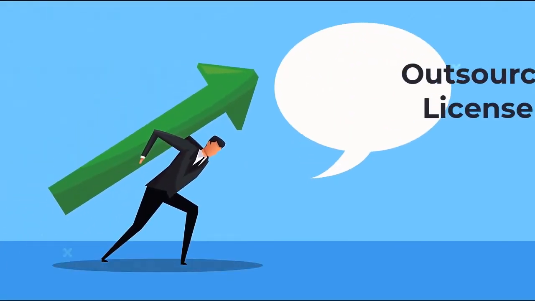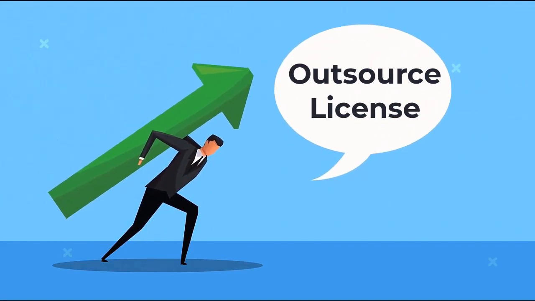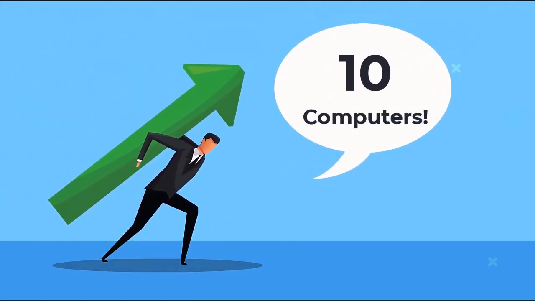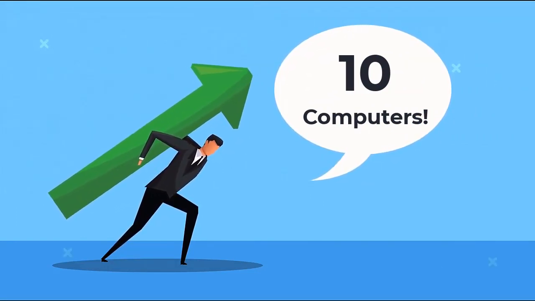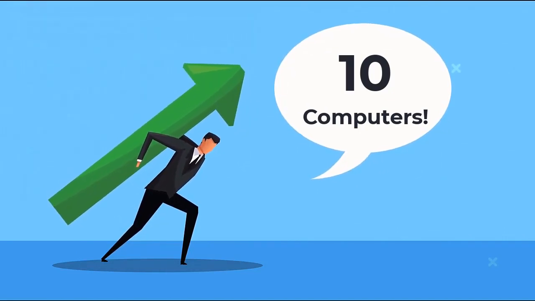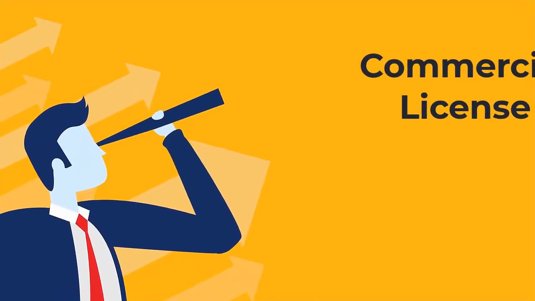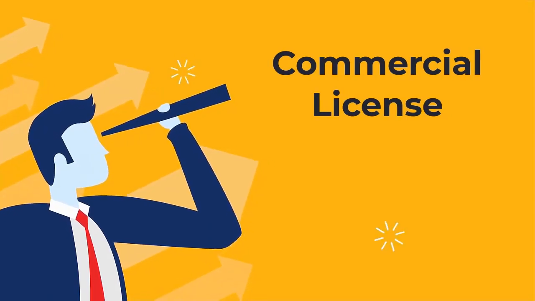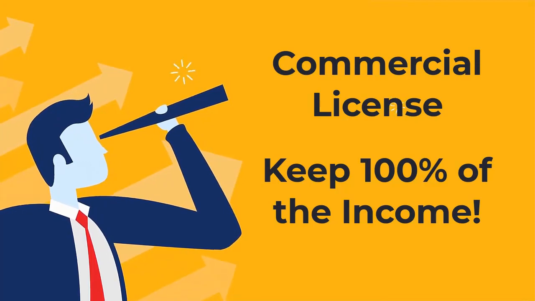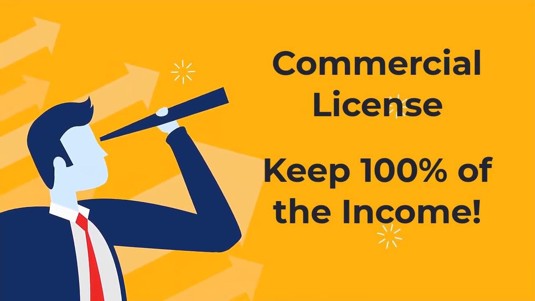And as part of this private offer, you also get the outsource license, allowing you to install the software on 10 computers that you own and your team, such as partners, support, employees, outsource team, or even your family members. In addition, you also get a commercial license, which allows you to use the software to sell product reports to your clients and keep 100% of the income.